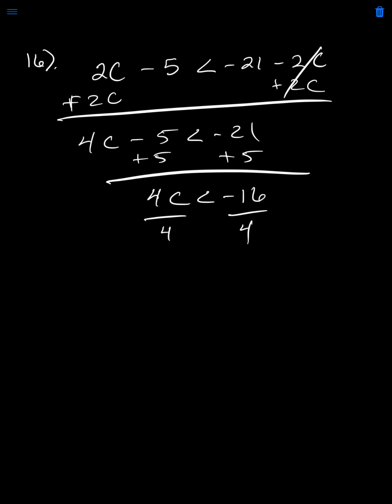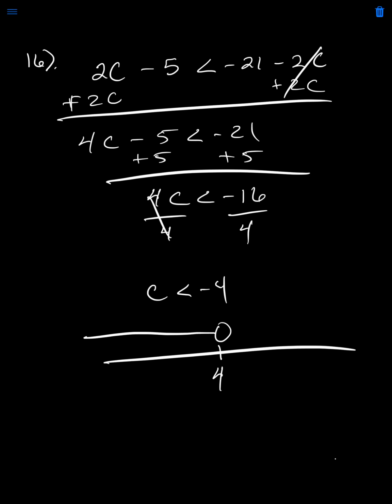So that's 4c minus 5 is less than negative 21. Add 5 to both sides. That means that 4c is less than negative 16. Divide both sides by 4. C is less than negative 4. When I graph that, it should be an open circle going to the left. Just like that.